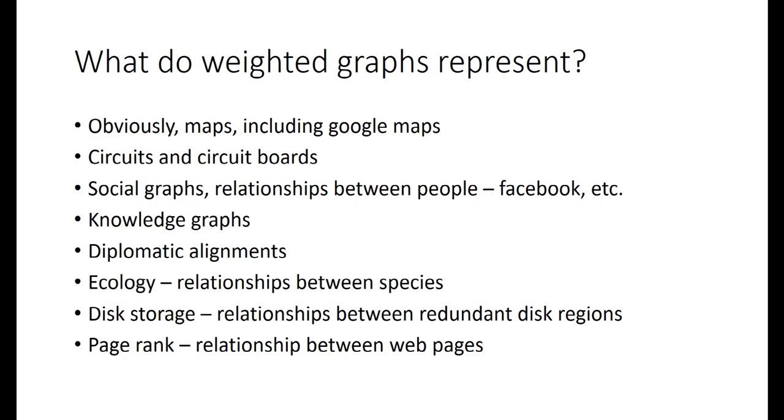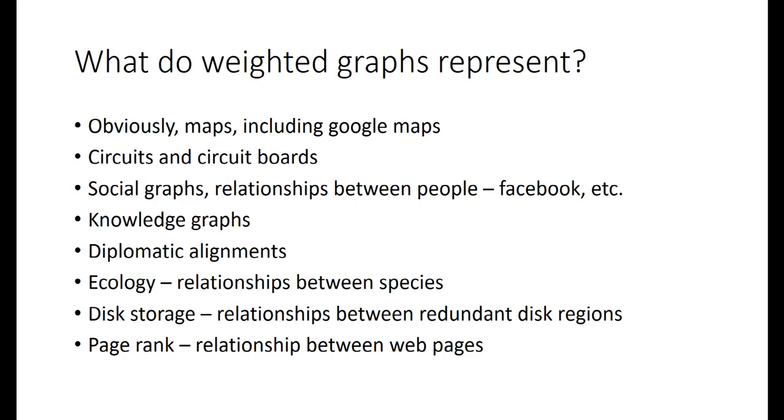We can have knowledge graphs that show the relationship between ideas, diplomatic alignments. Curiously, one of the early usages for graph theory was to model diplomatic alignments between countries. In World War I, a lot of blame for the war was placed on countries signing agreements to be allies without really thinking them through very well, and then getting pulled into a war because they had agreed to back their ally.